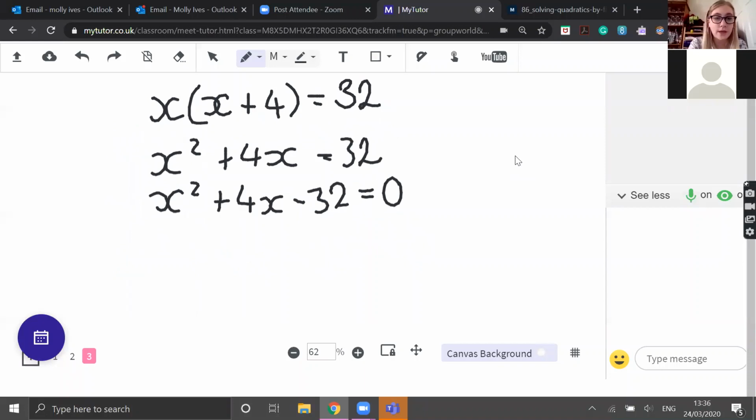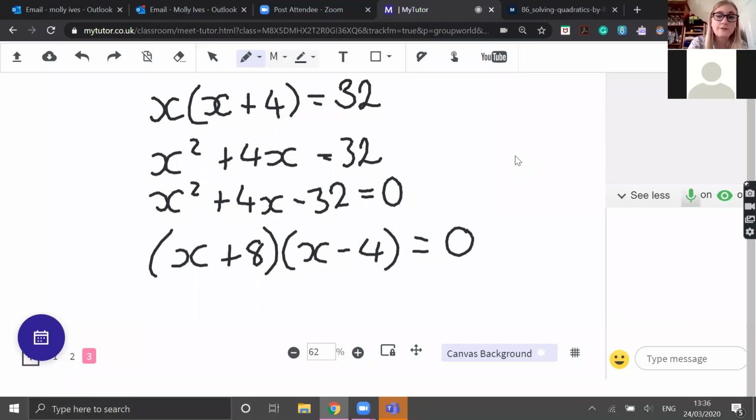So then we can factorize this, hopefully: x plus 8, x minus 4 equals 0. I know I'm doing these factorizations quickly. Do just shout if you want more clarification over how I'm factorizing them. People seem to be getting it really quickly though, so well done. Cool. So then x equals minus 8 or x equals 4.